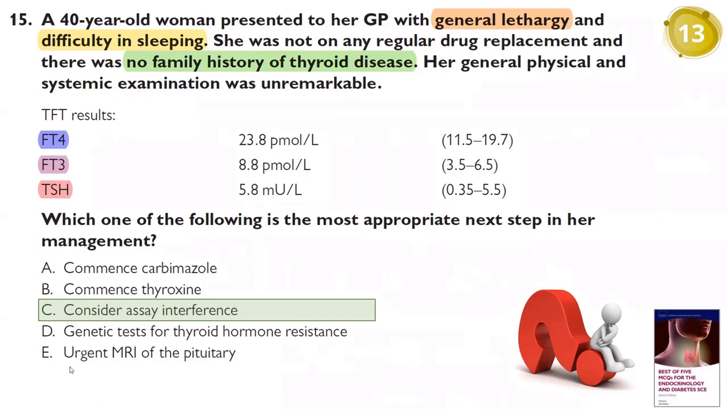But why urgent MRI? Urgent MRI is not correct at all. Even if you suspect this is a TSHoma, don't choose urgent MRI because there is no need for urgency. Don't forget, in the exam they ask about words like this. The word urgent excludes this option, even if MRI of the pituitary is the correct one. So don't forget to pick up words like this. If they mention that thyroid assay interference is excluded, I will choose genetic testing for thyroid hormone resistance, because an urgent MRI is not the correct one. If they have another option, alpha subunit, I will choose alpha subunit.